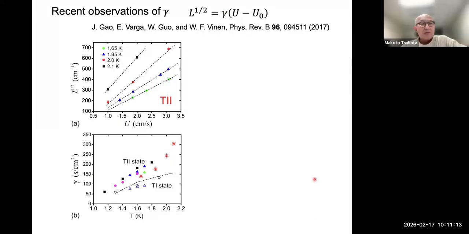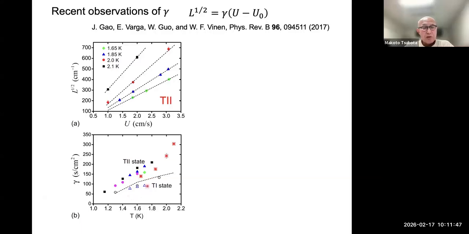So this is a very recent observation of the coefficient gamma by the Tarhase-Weygos groups. And the upper figure confirms the variance relation, namely square root of L versus relative velocity U. This is the data in the T2 state. And this slope gives the values of gamma as a function of the temperature. And the lower figure shows the collective data for various groups.